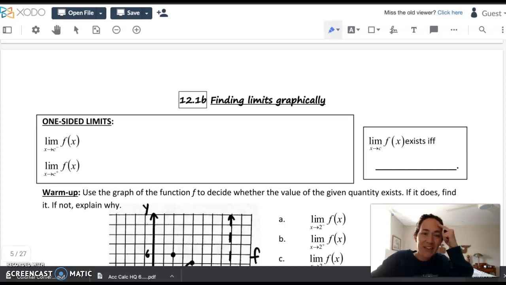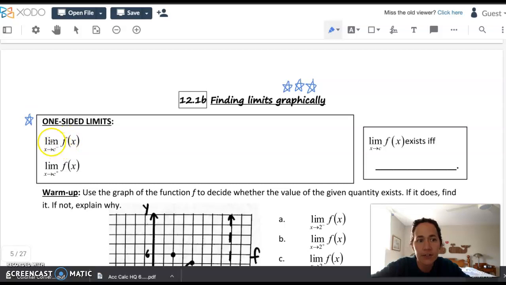We're looking at the limits packet, page 2. We had already spoken of times that limits do exist and don't exist on a graph, and I want to be very visual today. Most of the problems you see today, you'll have a picture in front of you and you'll interpret limits based off of it. But there is a little bit of notation we probably need to nail down first.